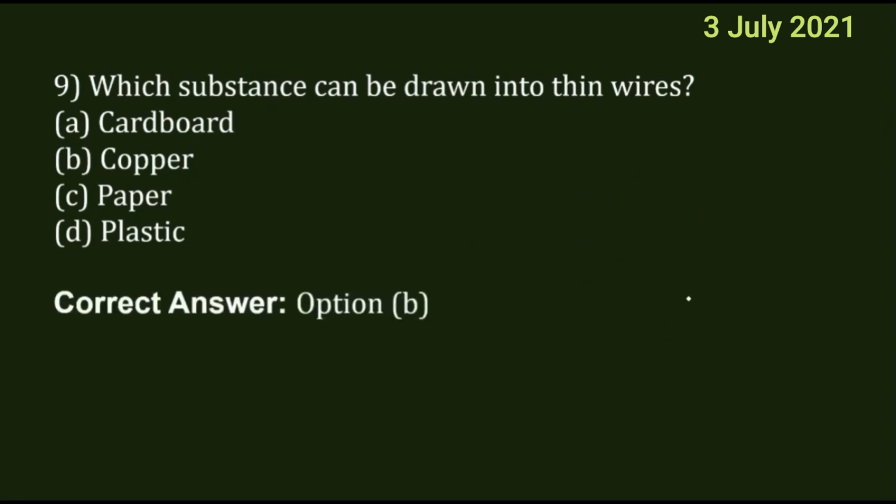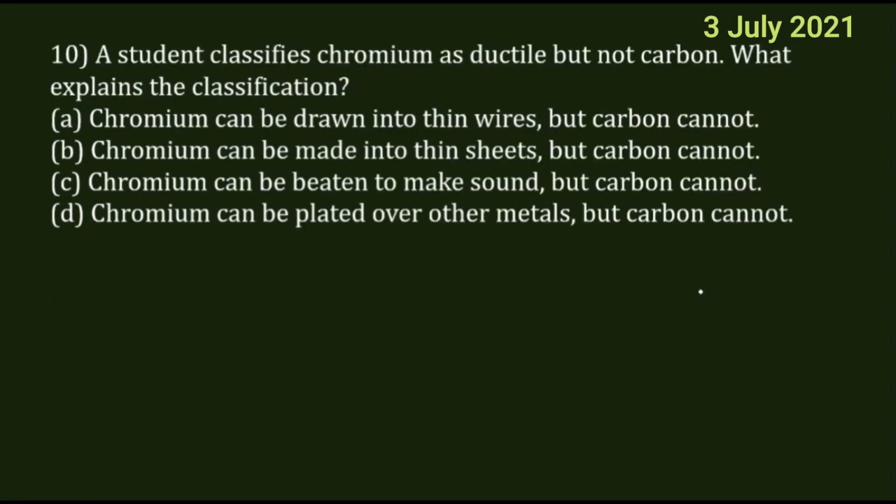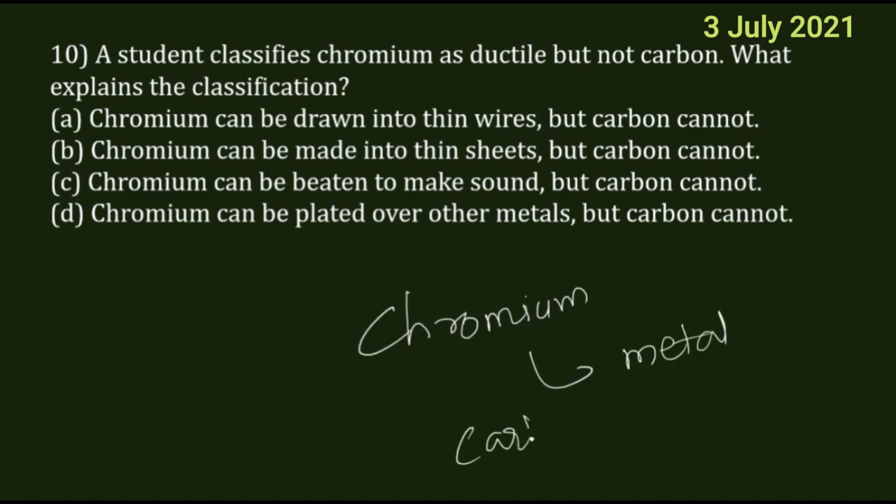And we'll go for the last question here. We have many collections of questions, so we'll take up those next. Ten is enough in this tutorial. A student classifies chromium. Look at this. Chromium is a metal, right? Remember, it is ductile, but not carbon. Carbon, you know, is a non-metal.